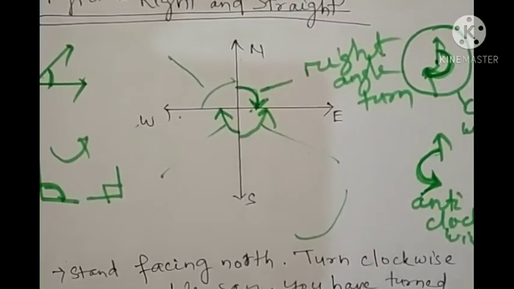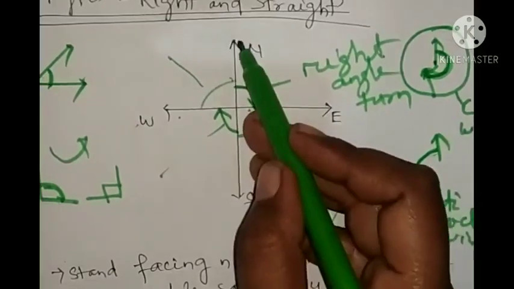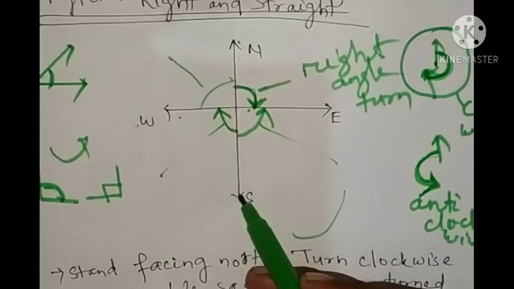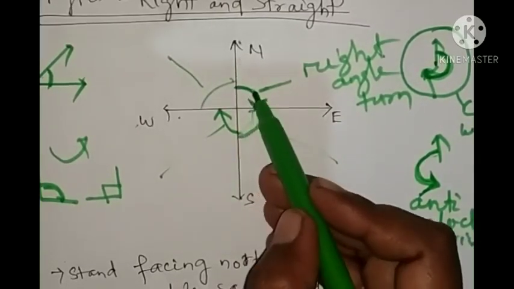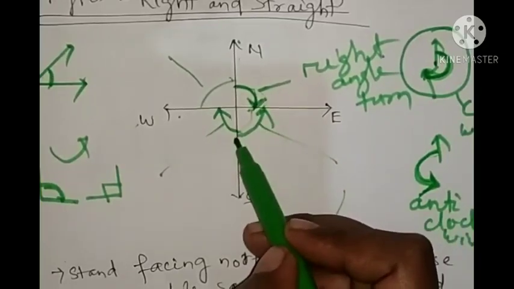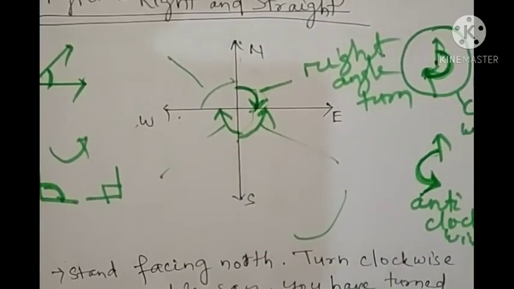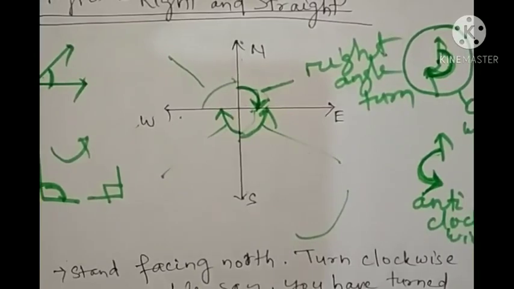Then the turn from north to south is by dash right angles. Look at here, north to south. So here one right angle, again one right angle. So how many right angles are there? 1, 2. So the turn from north to south is by two right angles.